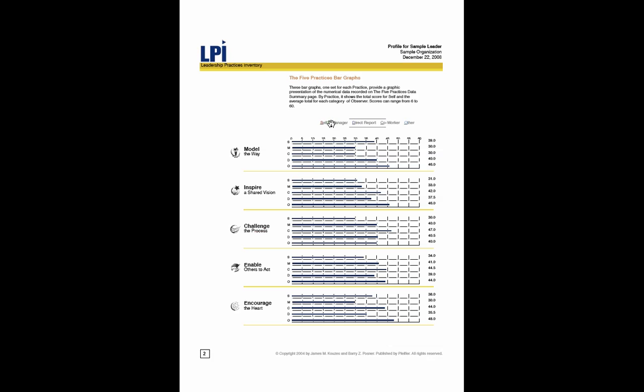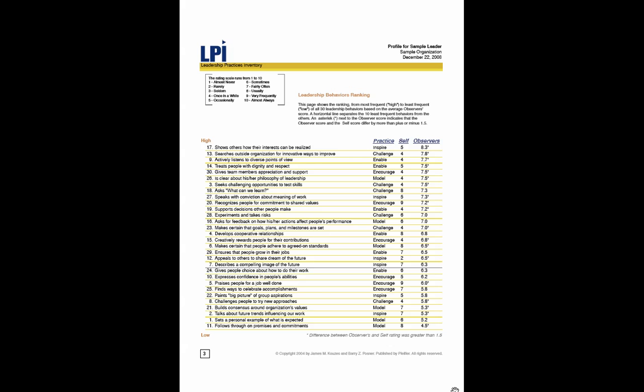The next page is the 5 practices bar graphs, and this is simply a graph representation of the previous page. This is the leadership behaviors ranking page. The first thing you'll notice on the left here is the scale that the LPI uses. The scale is concerned with frequency of practice. As Jim Kouzes, the author of the LPI, says, talent is overrated. Leadership really is about practice.